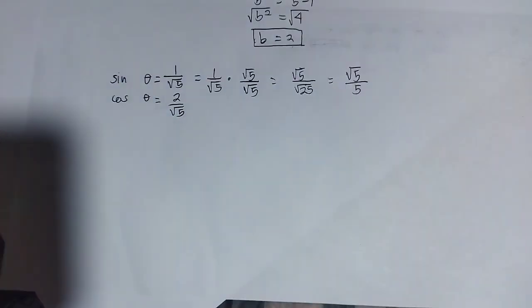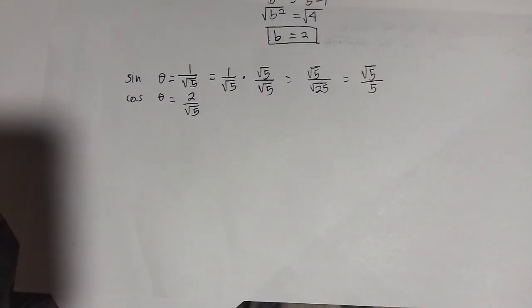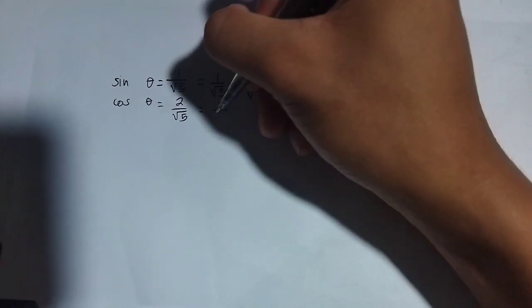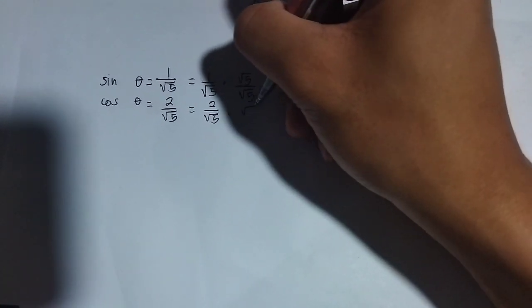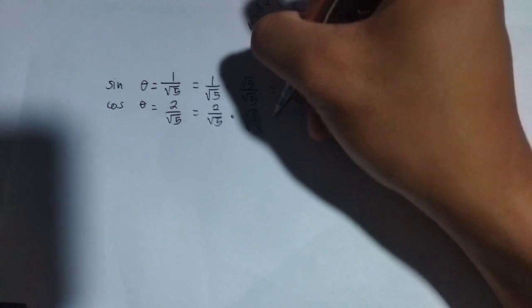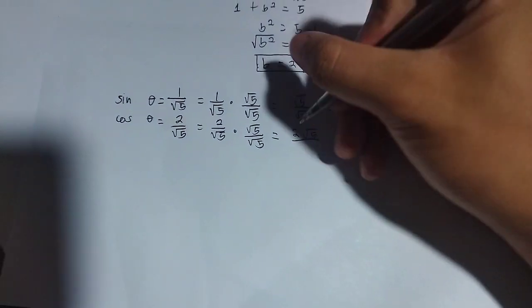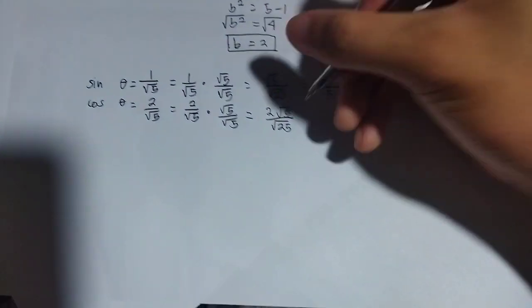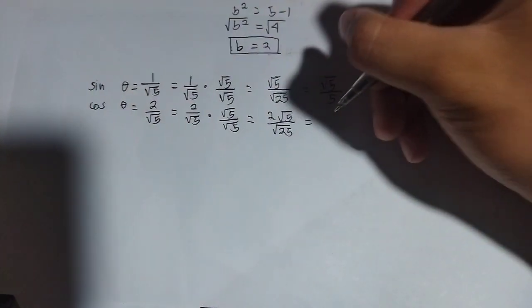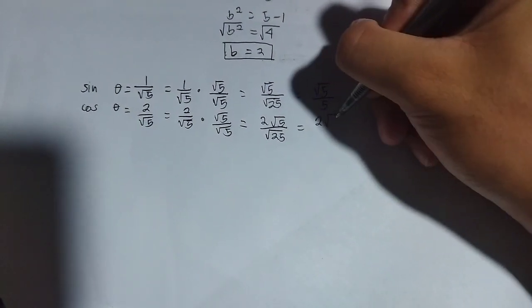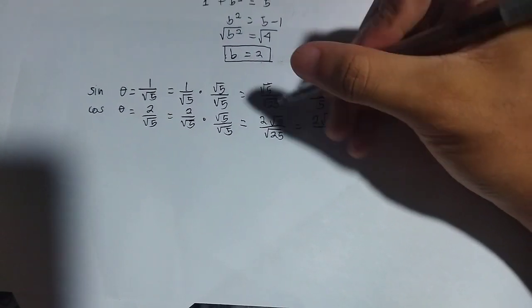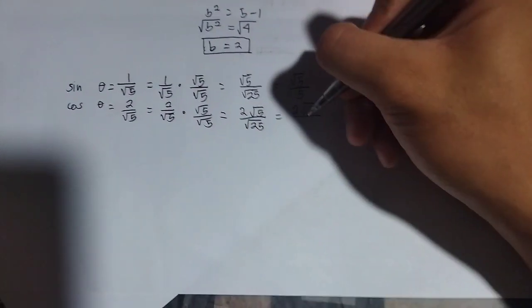The next is cosine. So we have 2 over square root of 5. Then rationalize. So we have 2 over square root of 5 times square root of 5 over square root of 5. So we have 2 square root of 5 over square root of 25. Then the square root of 25 is 5. So we have 2 square root of 5 over 5.